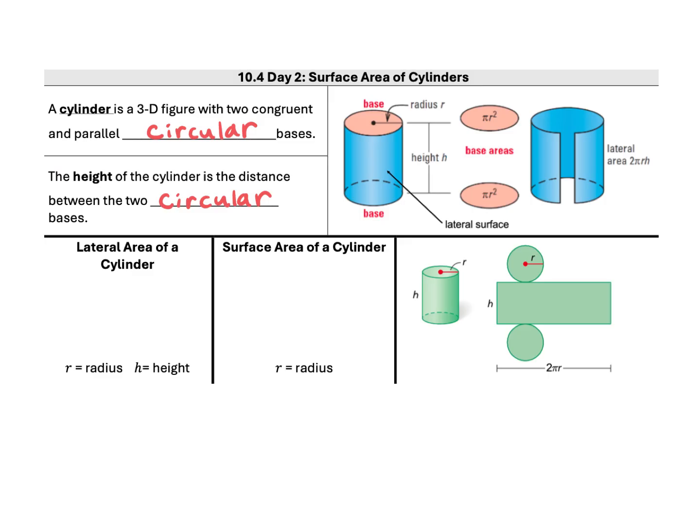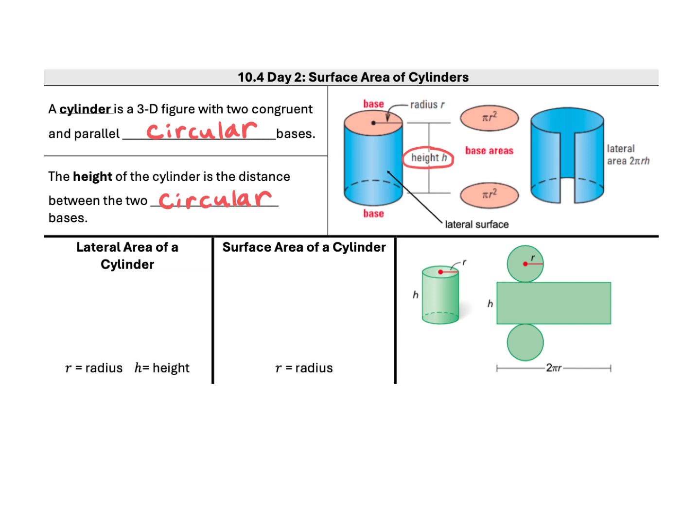A cylinder is a 3D figure with two congruent and parallel circular bases. So the base of a cylinder is always the circle. The height of the cylinder is the distance between the two circular bases. So you can see in the diagram here that the height is right there.